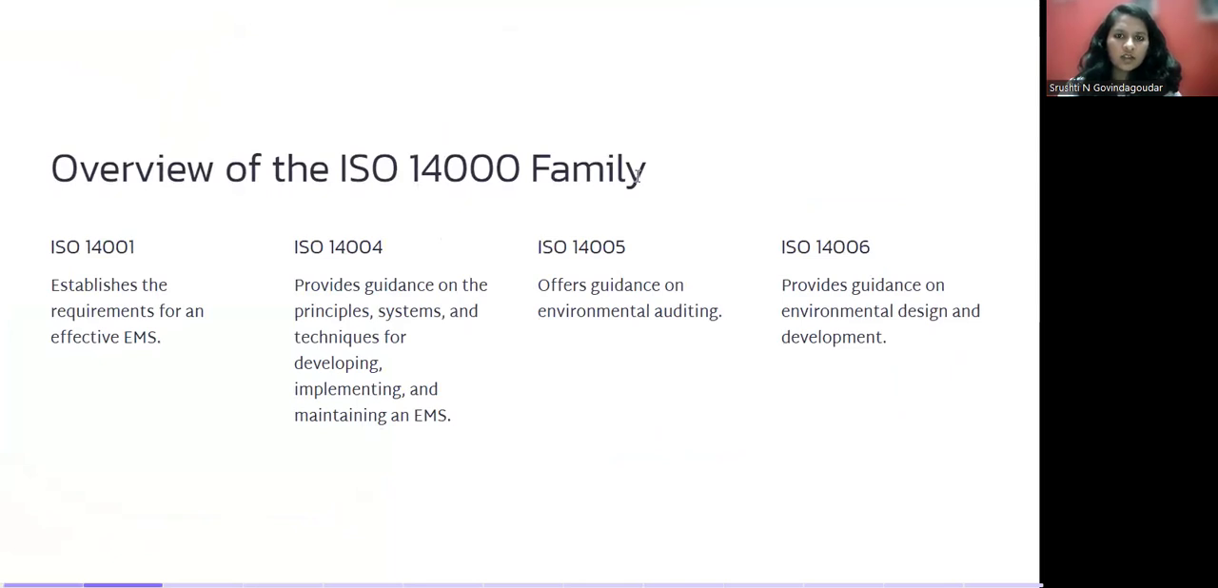Overview of ISO 14000 families. ISO 14001 establishes the requirements of an effective EMS. ISO 14004 provides guidance on the principal systems and techniques for developing, implementing, and maintaining an EMS. ISO 14005 offers guidance on environmental auditing. ISO 14006 provides guidance on environmental design and development.